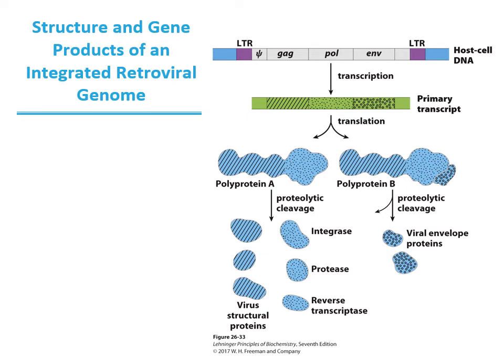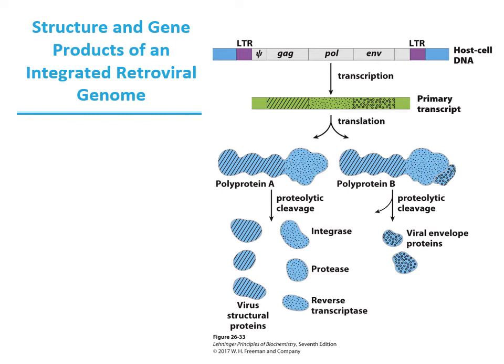The long terminal repeats, LTRs, have sequences needed for the regulation and initiation of transcription. The sequence denoted psi is required for packaging of retroviral RNAs into mature viral particles.